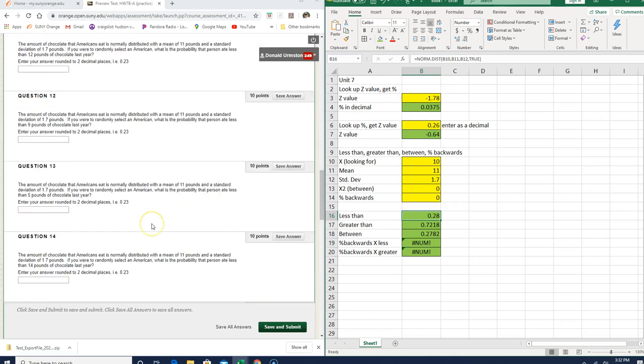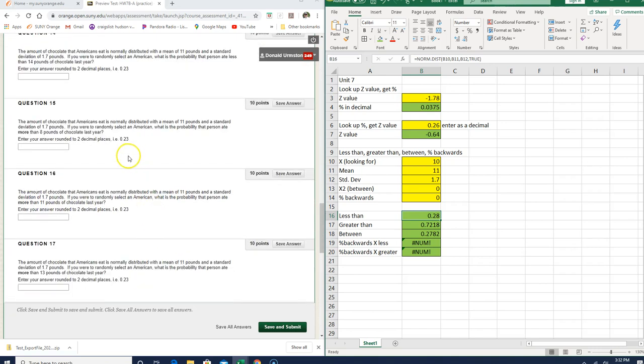If we jump down to question 15, this is going to be a more than problem, or a greater than problem. Same information. We still have 11 pounds as our average, 1.7 as our standard deviation. Now the x in question is 8 pounds, but we don't want less than 8 pounds. We want greater than 8 pounds. So I look in my greater than answer, round that down to 2 decimal places, and it's 0.96. And if I look in the formula, it's just 1 minus the less than. So it's 0.96.